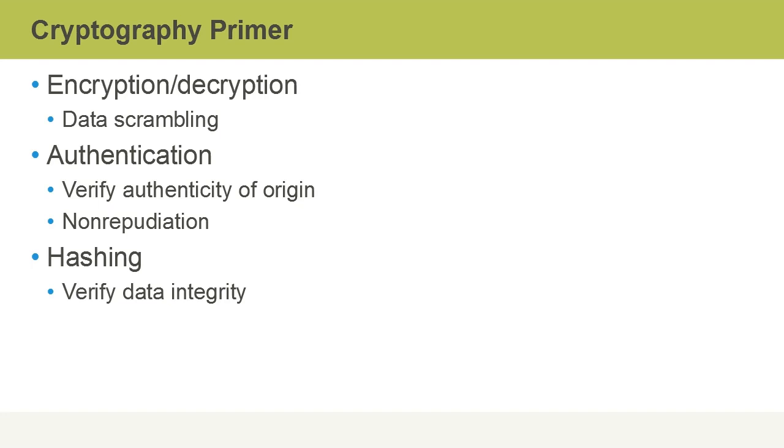Hashing is used to verify data integrity. If a change is made to data when we compute a hash, it will not match an original hash taken prior, so we know that something has changed.